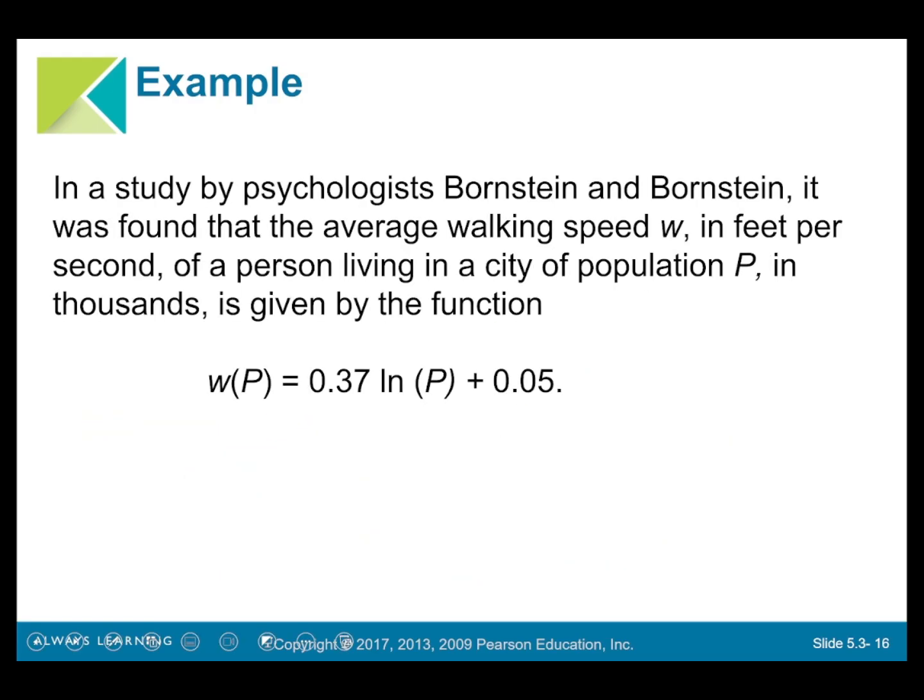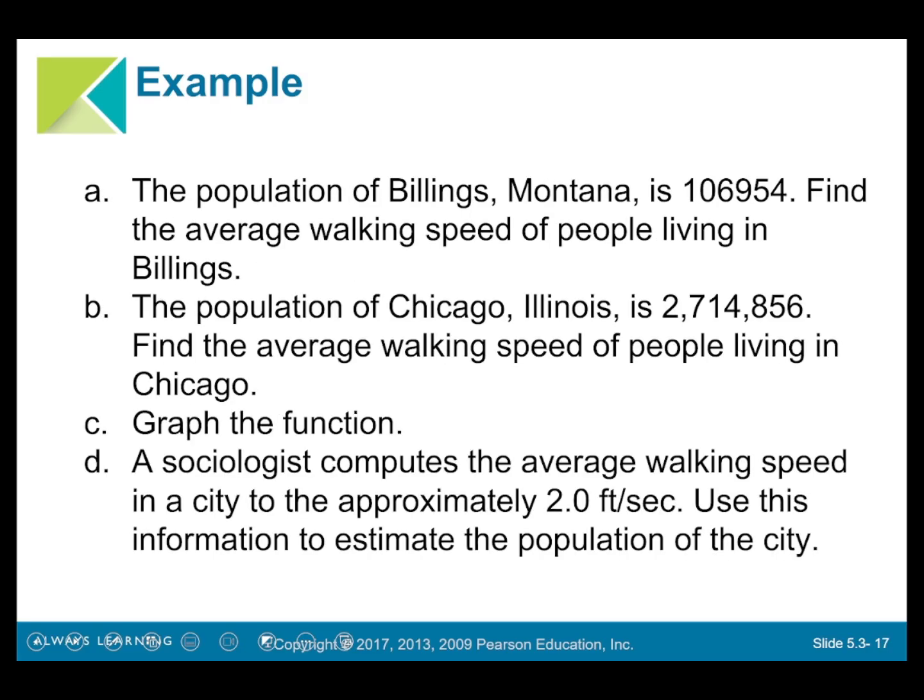Now, we want to see an application as well. A study by psychologists Bornstein and Bernstein found that the average walking speed in feet per second of a person living in a city of population P in the thousands is given by this function. So we have 0.37 natural log of P plus 0.05. Now, we want to find, if the population, like in Billings, Montana, is 106,954, the average walking speed of that town.